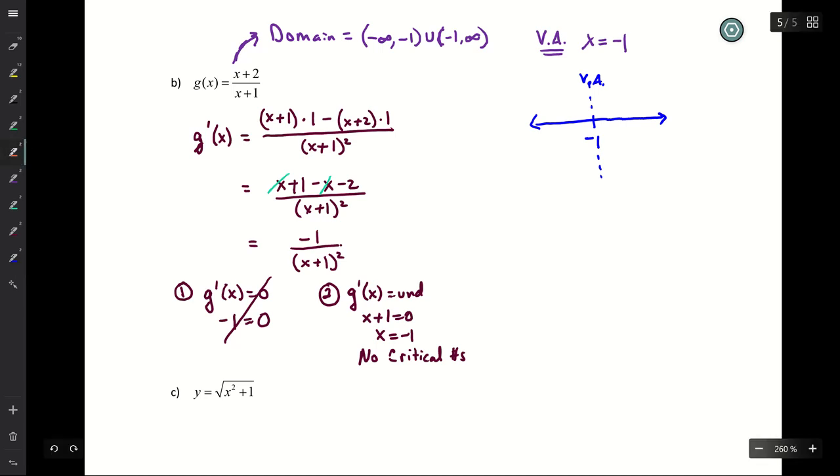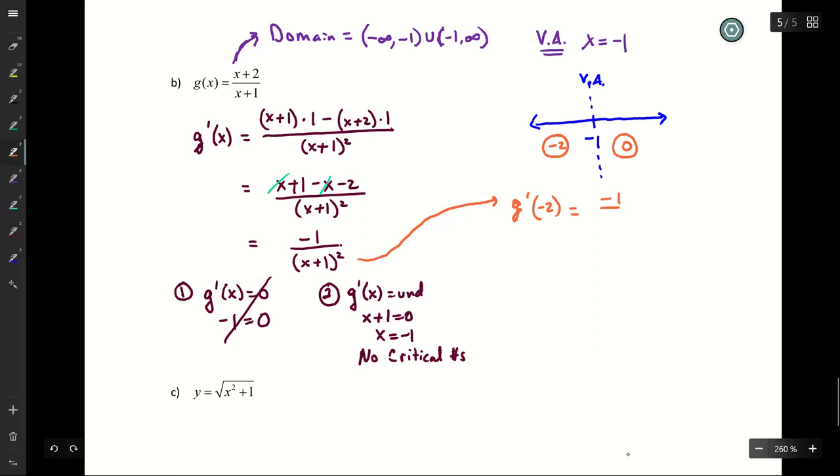All right, so now if I'm doing test values, I want to pick something to the left of -1. So let's pick, let's say -2. And something to the right of -1, let's pick 0. And then we're going to take those values and plug back into the derivative. So here we have the derivative. So we're going to evaluate g prime at -2. And remember here, all we care about is what the sign of the answer is.